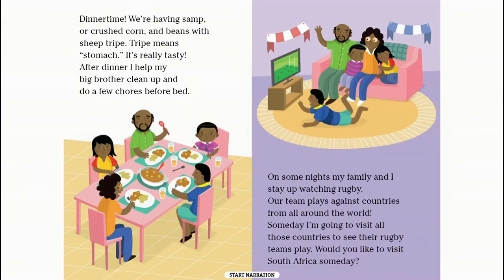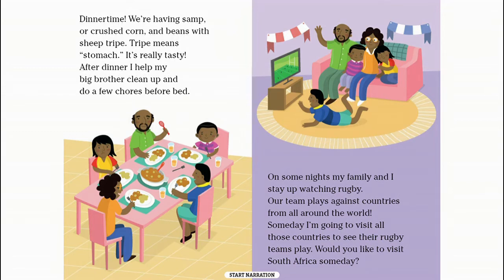It's dinner time! Look at all the yummy food on the table! We're having samp, or crushed corn, and beans with sheep tripe. Tripe means stomach, so they're eating sheep's stomach. It's really tasty! After dinner, I help my big brother clean up and do a few chores before bed.